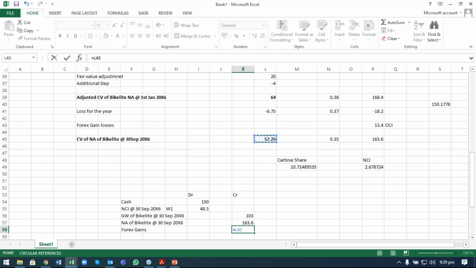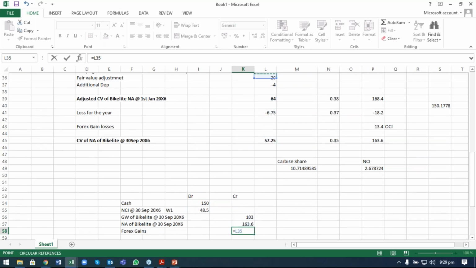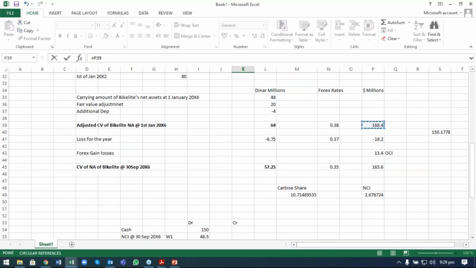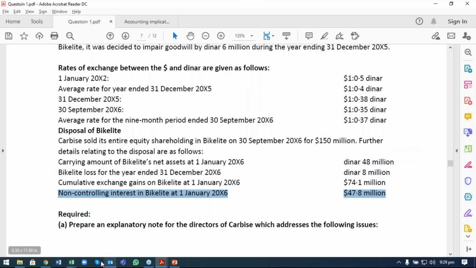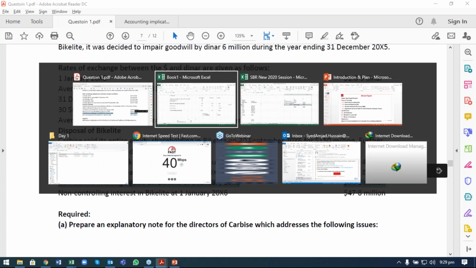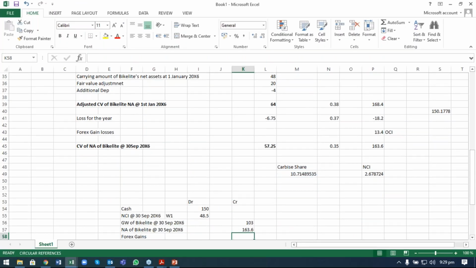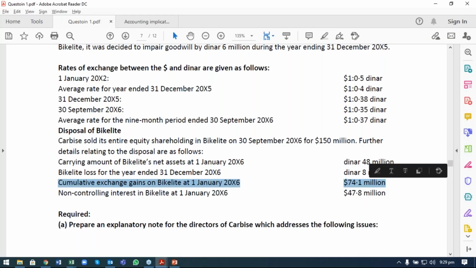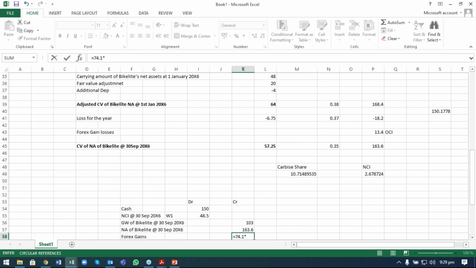What were those? I believe one is forex losses, this 168, no, this 10.7. I believe if there are any foreign exchange gain losses mentioned within the question, cumulative exchange gain by 1st January, right? 74.1 million, that was always provided within the question. So one thing is it's 74.1 million, 74.1 million multiplied by 80%. This belongs to parent.